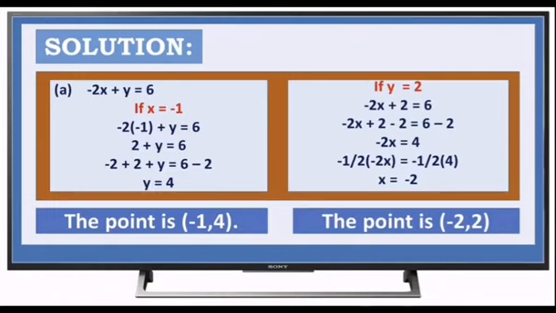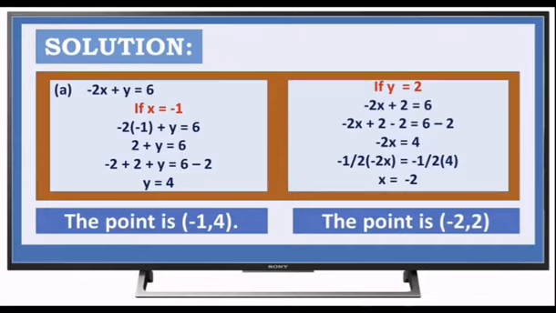Let's say y equals 2. Substitute y with 2 in the same equation, negative 2x plus y equals 6. We have negative 2x plus 2 equals 6. To solve for x, we also apply the addition property of equality. Add negative 2 to both sides. Hence, negative 2x plus 2 minus 2 equals 6 minus 2. We get negative 2x equals 4.